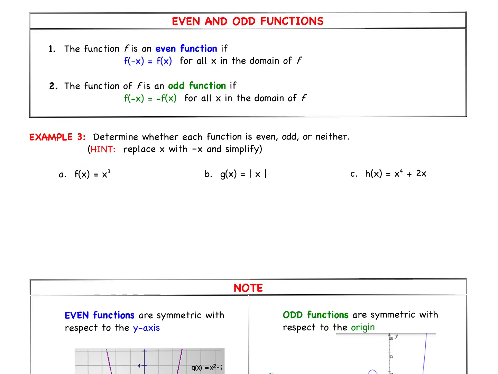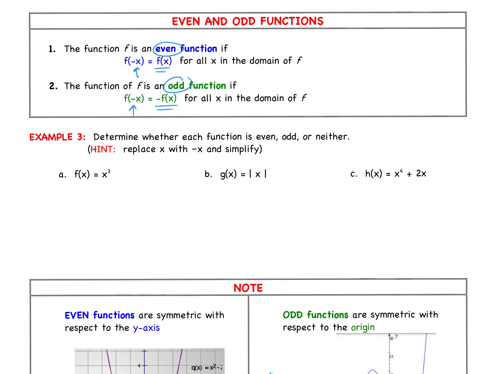Last thing we have to talk about is determining whether a function is even or odd. Or neither. A function can be neither as well. This is related to symmetry, so it's going to be pretty similar. A function is even if when you plug negative x into the function, you get the original. A function is odd, on the other hand, if when you plug negative x in, you get the opposite of the original equation. So it's the original equation, but with every sign flipped.